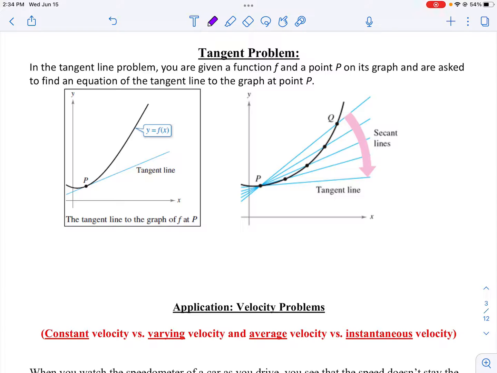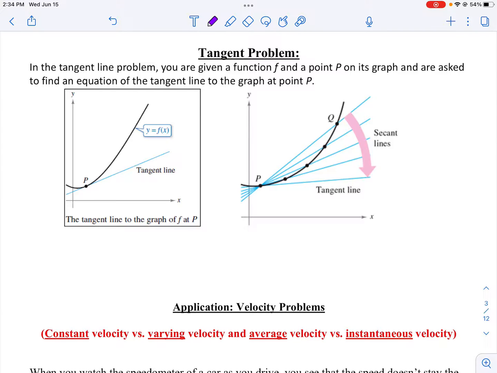Because as we know, in order to find the equation of a line, we need a point and we need a slope. But we only know how to find the slope if we're given 2 points, right? Our slope formula, y2 minus y1 over x2 minus x1. So it's a little bit hard for us right now to find the slope of that line if we're only given 1 point.